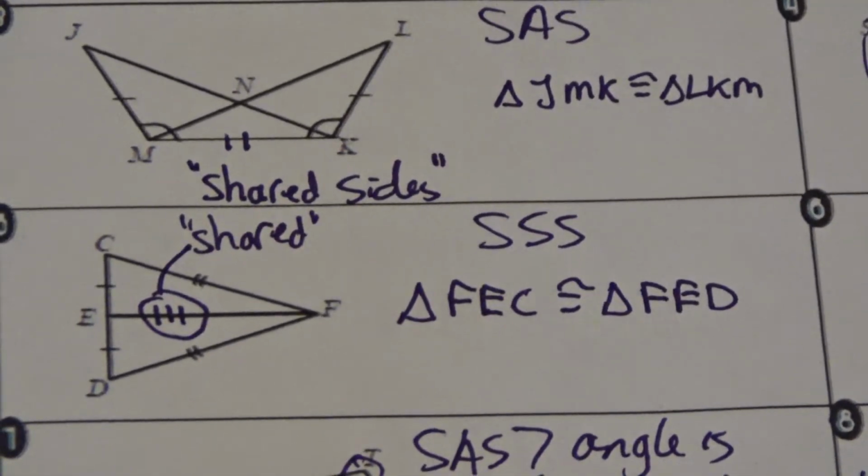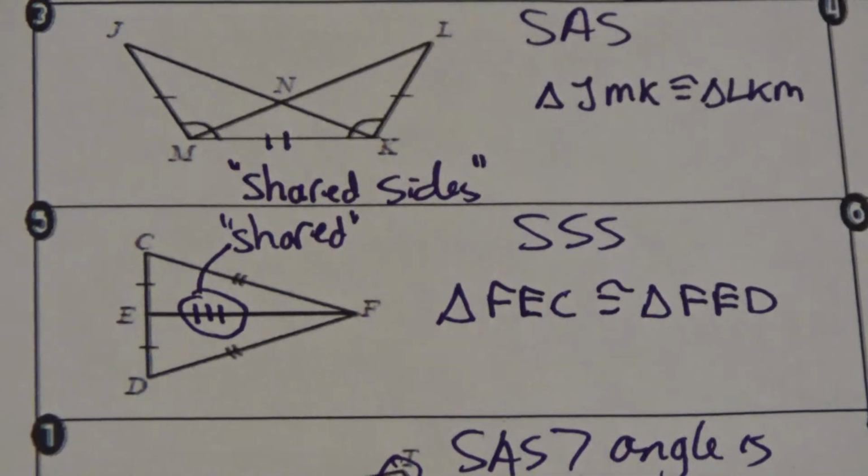Example 5. This one is side, side, side. Again, take the third tick mark in the middle because they have a shared side. It's side, side, side, always congruent.